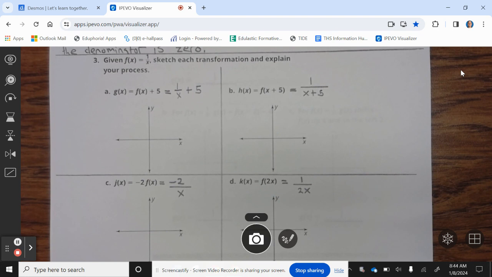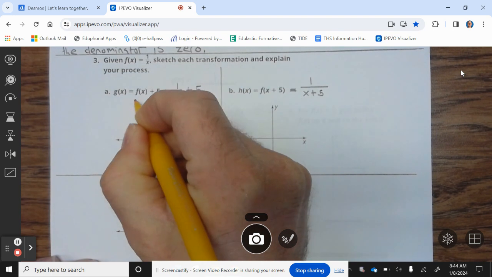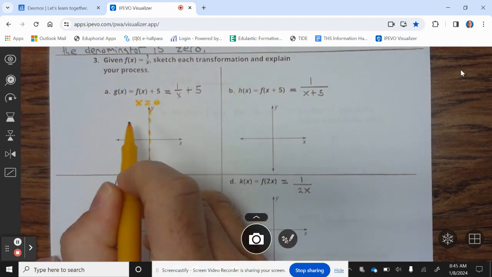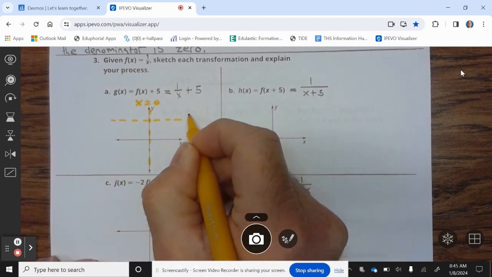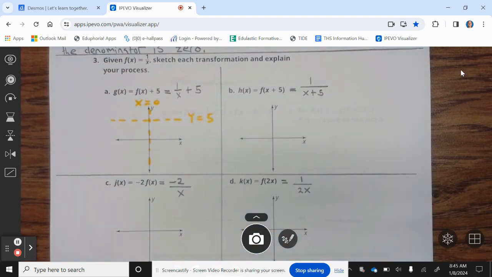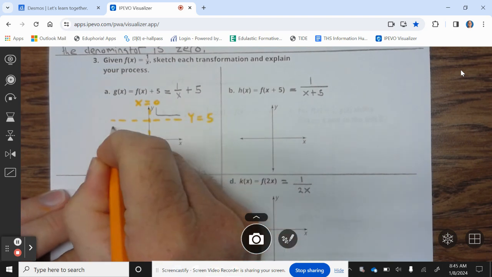A. g of x equals f of x plus 5, which is equal to 1 divided by x, plus 5. So, our vertical asymptote is at x equals 0, and our horizontal asymptote is now at 5. So then our graph is here.